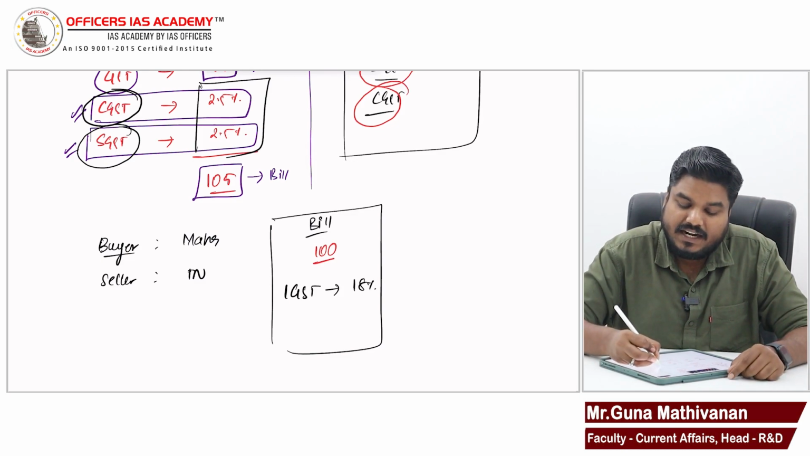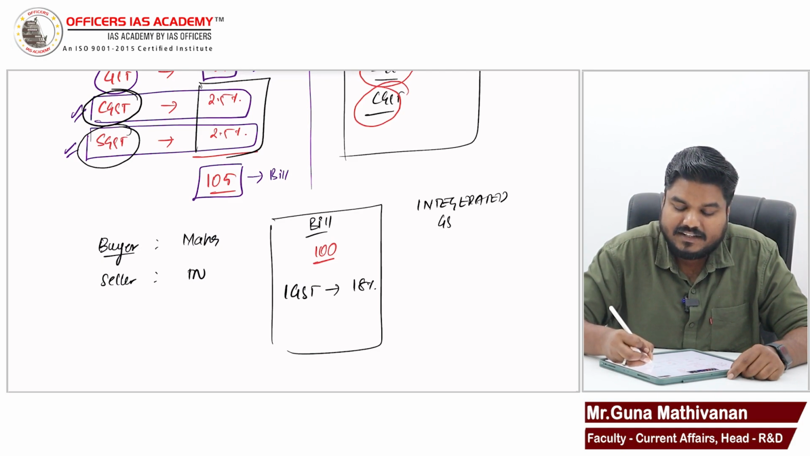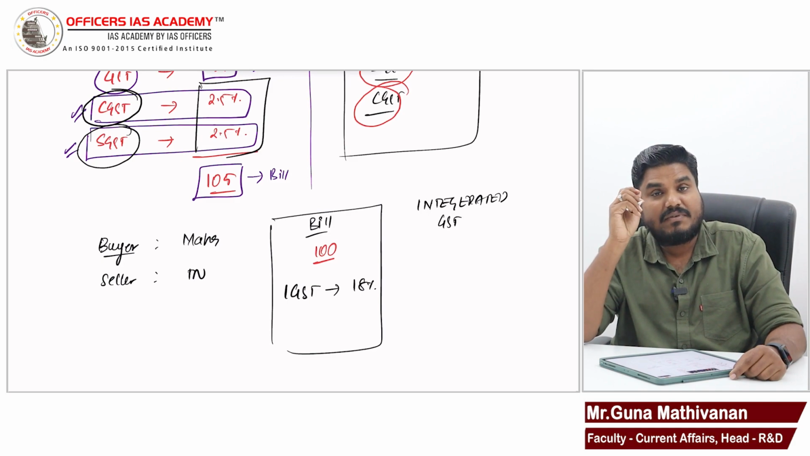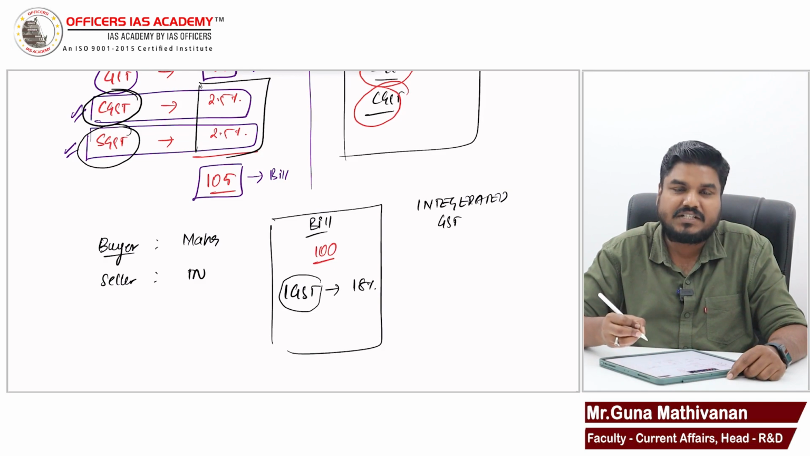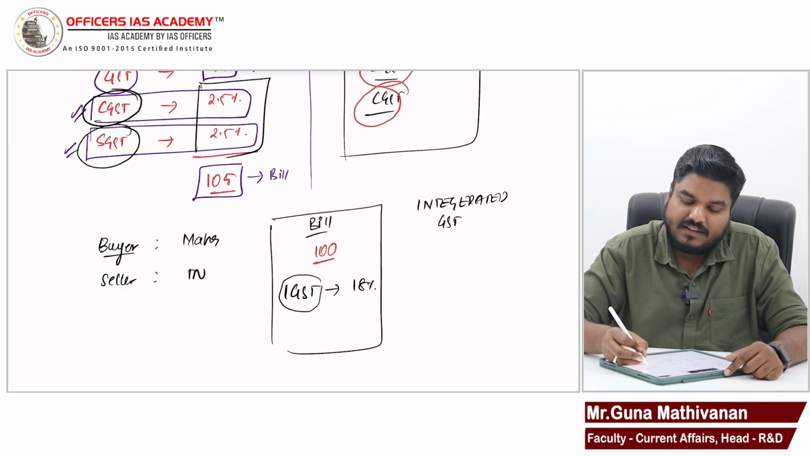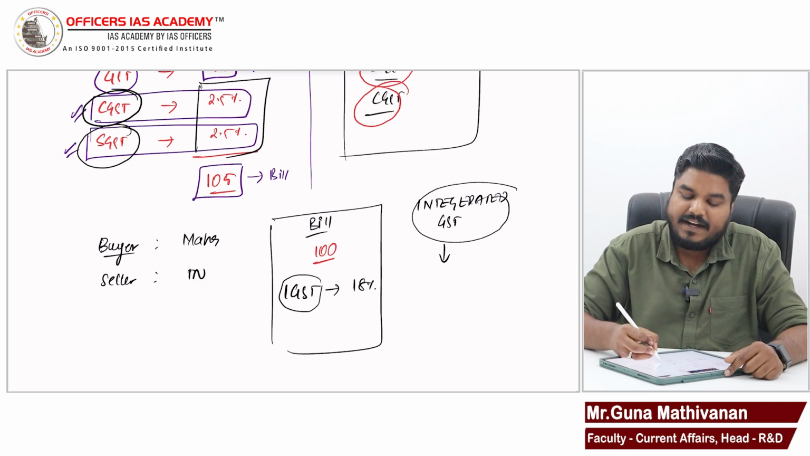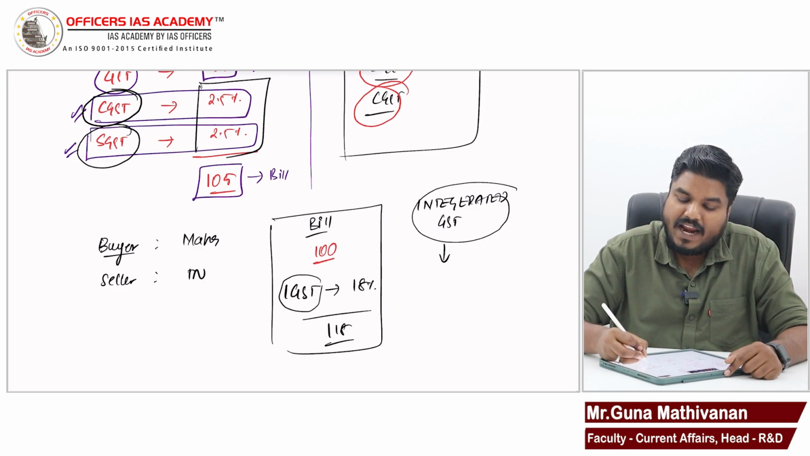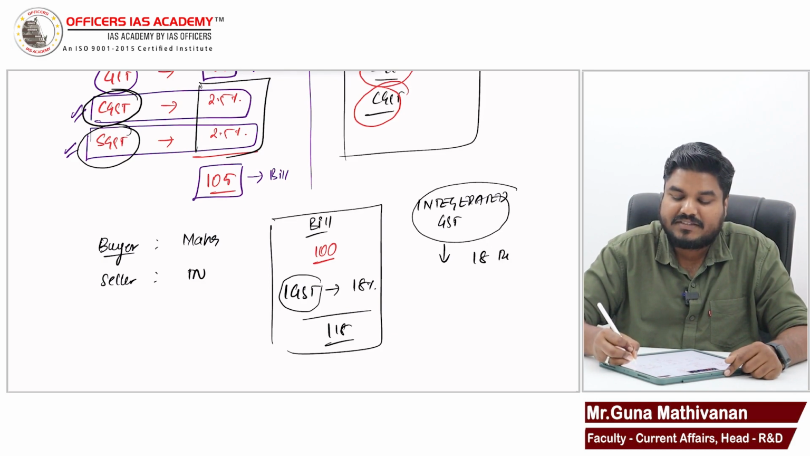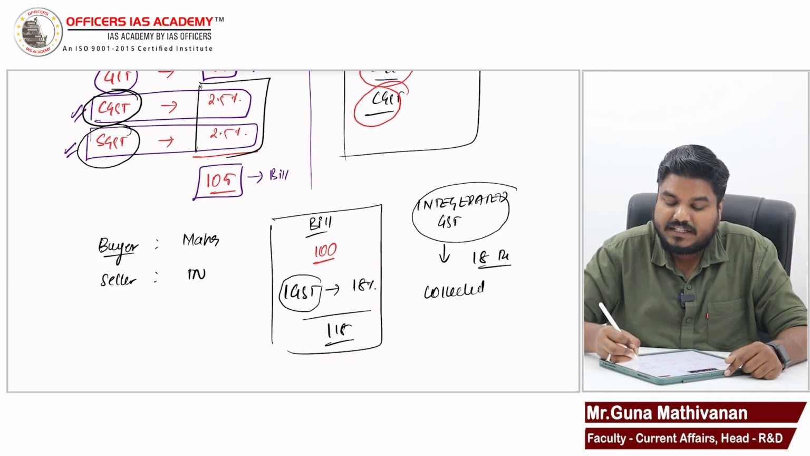IGST means Integrated GST. So remember, when it is interstate trade, in that bill you will find only one item called IGST. And this IGST is 18% of that 100. So the final bill amount is going to be 118. So 18 rupees is the tax revenue, and that 18 rupees will be collected by the central government.